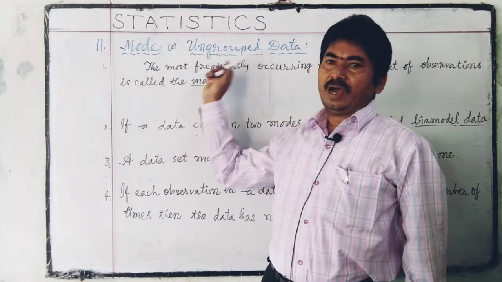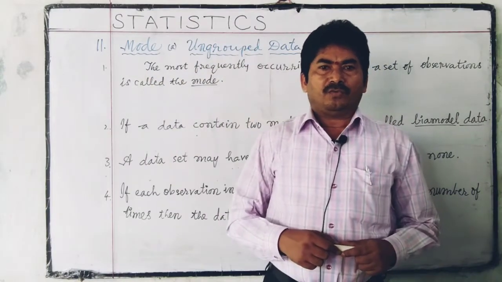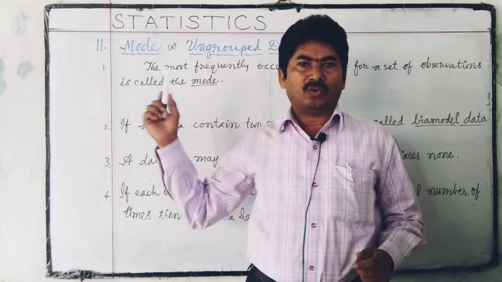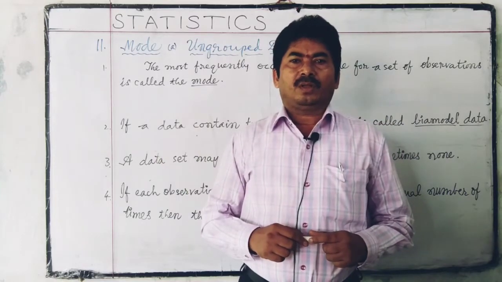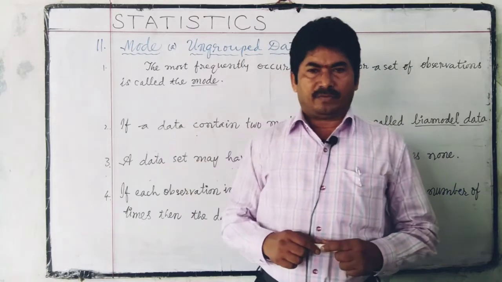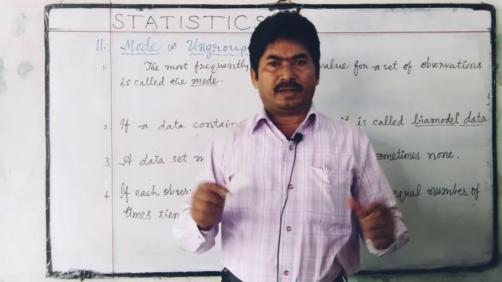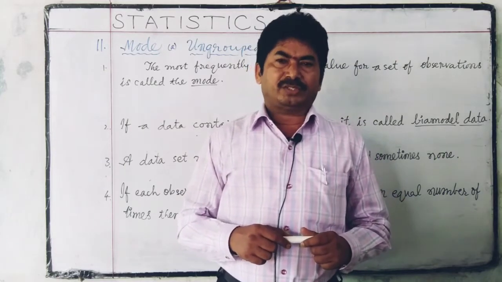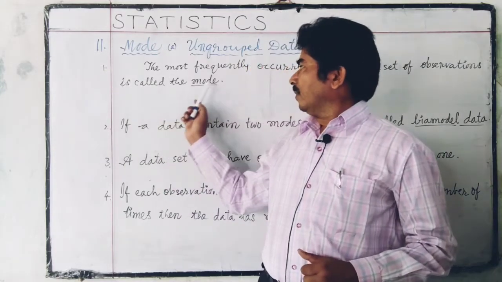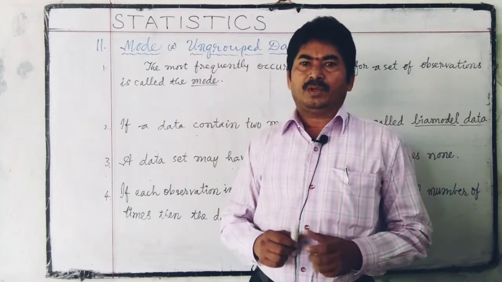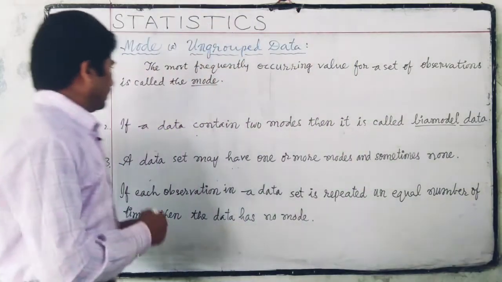Mode for ungrouped data. What is a mode for ungrouped data? The most occurring value for a set of observations is called the mode. Let us consider an example.